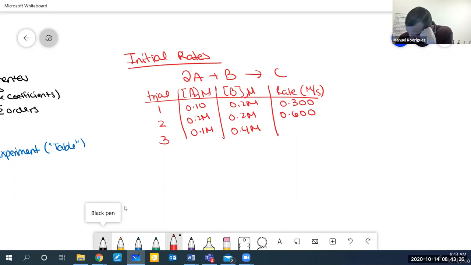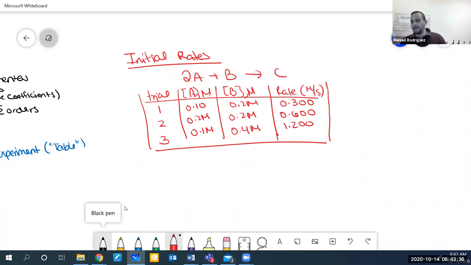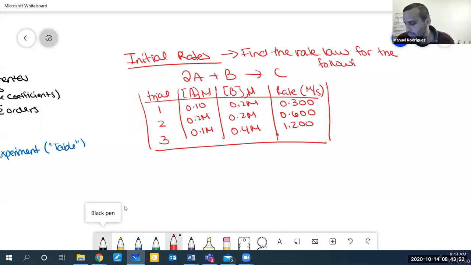Okay, so let's say you have a problem that says find the rate law for the following reaction. They give you this table and they give you the reaction.